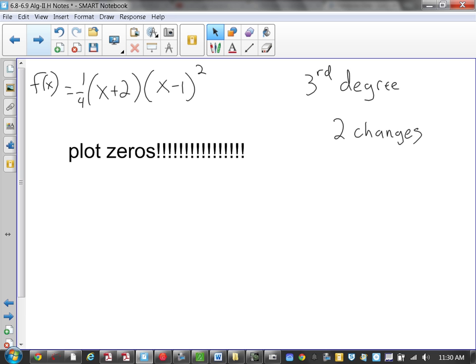3 x's. You're going to have a -2, a 1, and a 1. Right, you'll be 3 zeros. There's 3 x's, so those become 3 zeros. Except 1/4. That 1/4 is just a constant. That's just telling you what direction it's going. It's positive. So it's a positive 3rd degree polynomial.